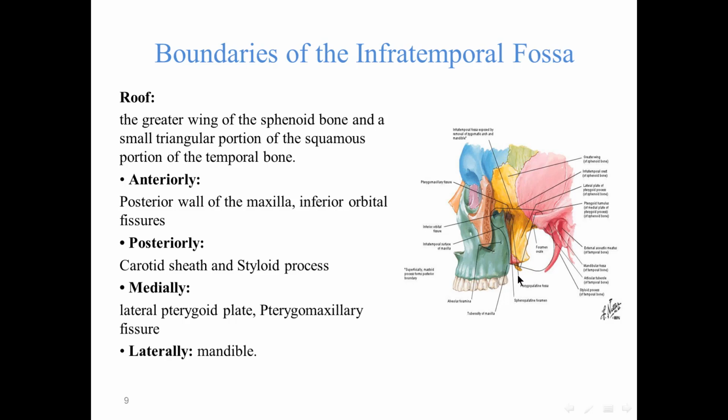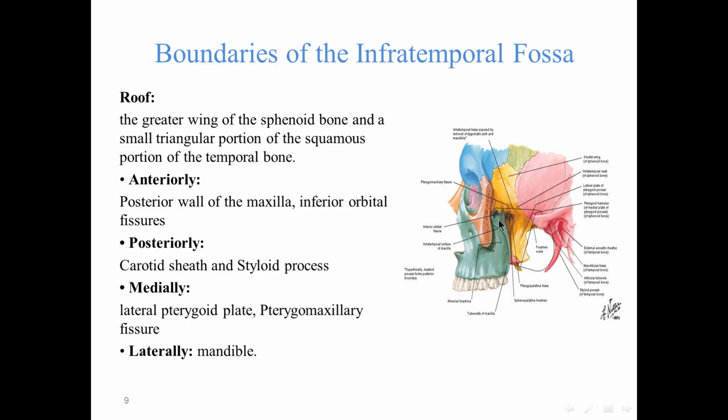Its roof is formed by the greater wing of the sphenoid bone and a small triangular portion of the squamous part of the temporal bone, this pink part. The greater wing of the sphenoid and the squamous part of the temporal form the roof of the infratemporal fossa.